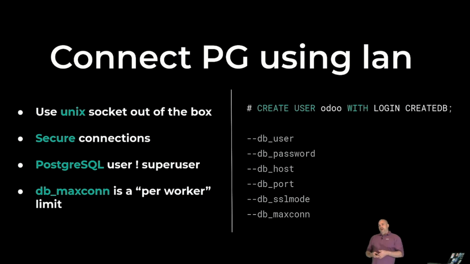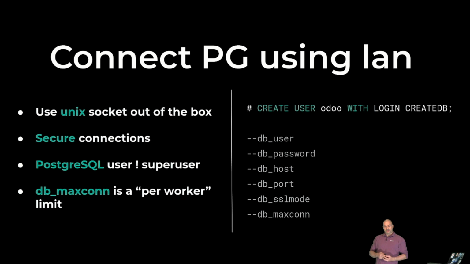And the last parameter regarding the database connection is the db_maxconn. You should be aware that this parameter is a per worker parameter. So it's not the number of connections the whole Odoo will use to connect to PostgreSQL. This is the number of connections each worker can use to connect to PostgreSQL. If you have only one database behind your Odoo deployment, you will use 1 or 2 connections per worker.